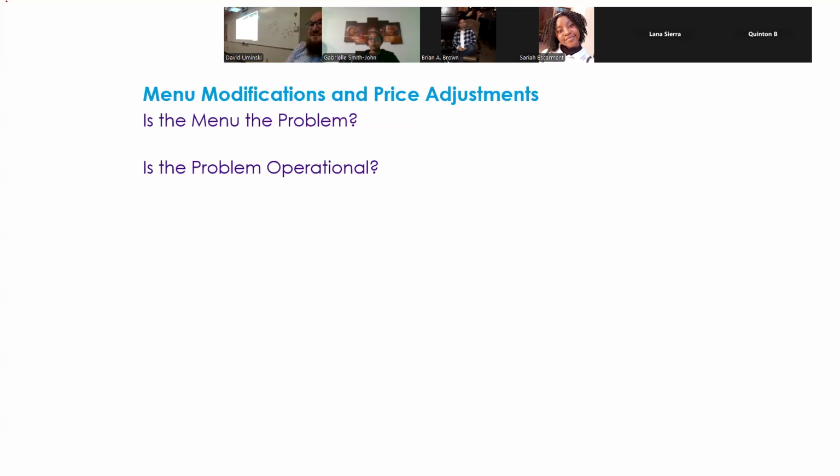Again, just because it's a dog doesn't mean we have to get rid of it. It just means we have to understand that maybe we need to order less of it, maybe I don't need to order and prepare as much of it. That will give us an idea to help manage our costs. Or is the problem operational? Is our menu, is our recipe the issue? Does it cost us too much money? Those are different things we want to take into consideration.